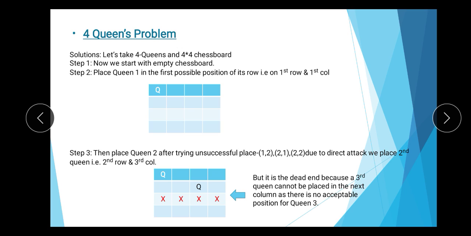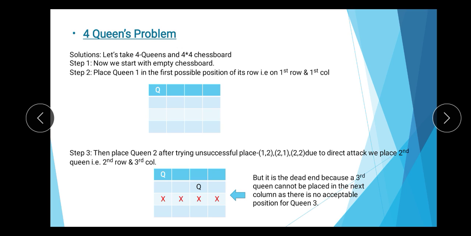We have to place the second queen on the given chessboard. So we try to see where we have to place the second queen. We cannot place the second queen in the first row second column because this is the same row with the first queen. There is a direct attack.